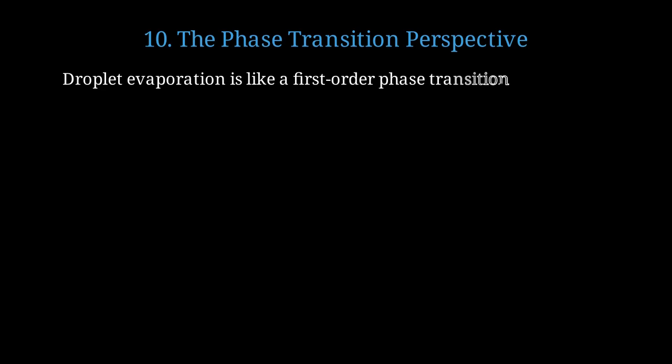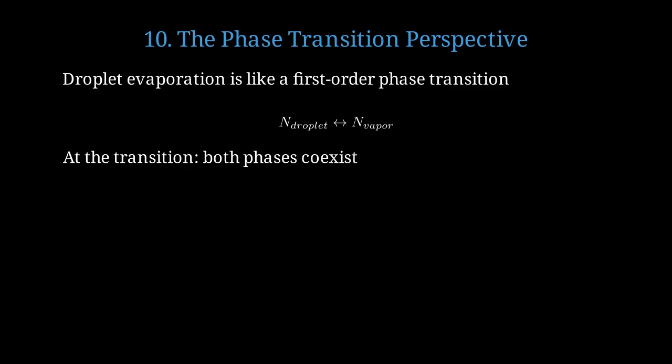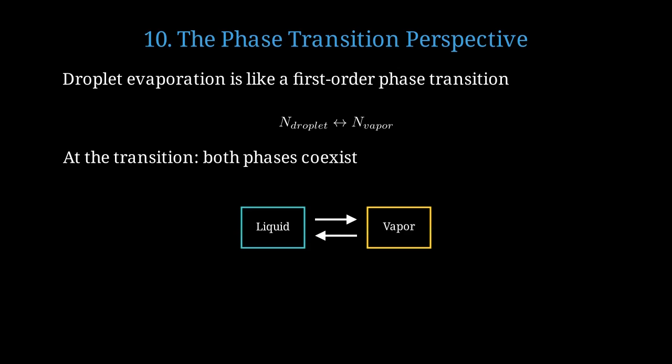Droplet evaporation is analogous to a first-order phase transition, like ice melting to water. Particles exchange between the droplet phase and the vapor phase. At the phase transition point, both phases coexist in equilibrium. Molecules constantly exchange between liquid and vapor phases, maintaining dynamic equilibrium.